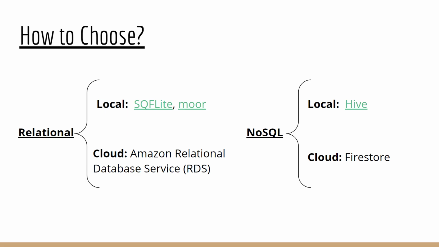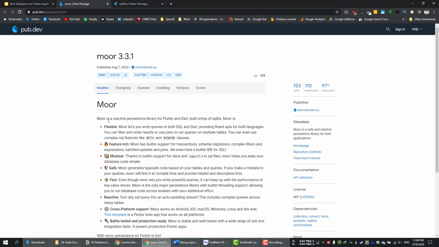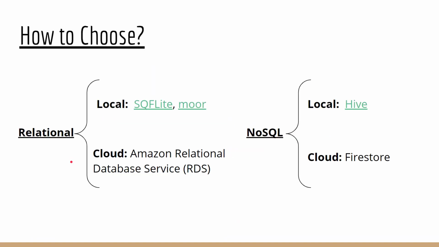We also have a package called Moor. This one is built on top of SQLite, and there are a couple of advantages to using Moor instead of SQFLite. It makes working with SQLite databases easier while still retaining lots of benefits of SQLite. And if you want to use a relational database on the cloud, you can use Amazon Relational Database Service or RDS.